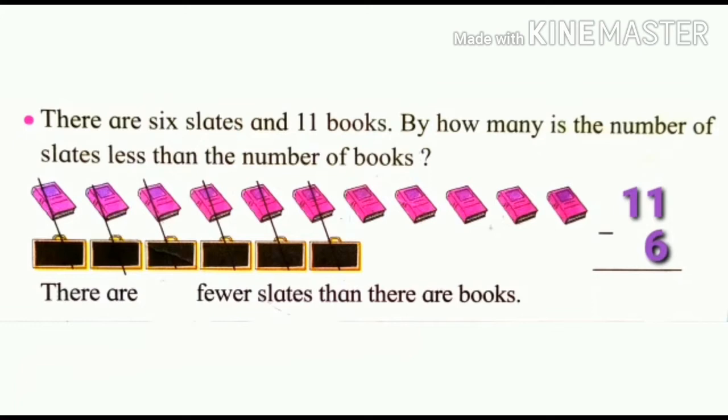Let's begin. 1, 2, 3, 4, 5 and 6. So how many pairs do we have now? Very good, children. We have 6 pairs. Let us now count the remaining books. 1, 2, 3, 4 and 5. So 11 minus 6 is equal to 5. So children, we are going to write our answer. There are 5 fewer slates than there are books.